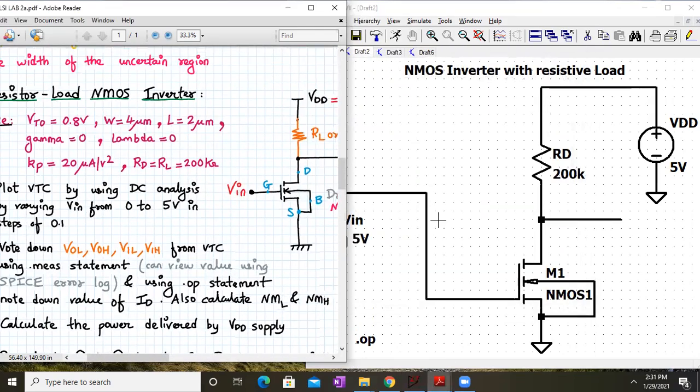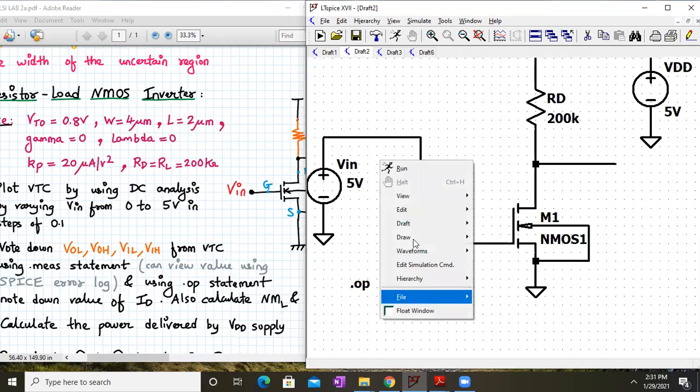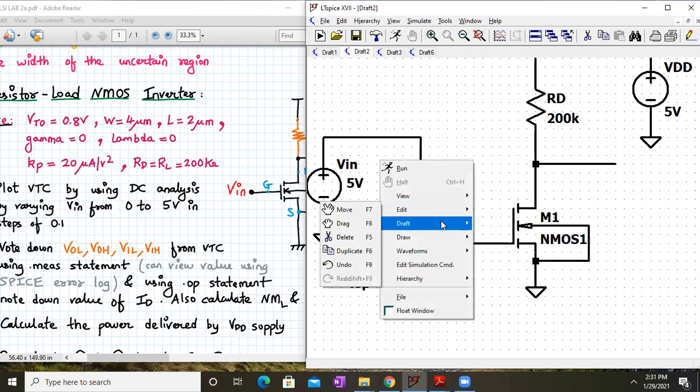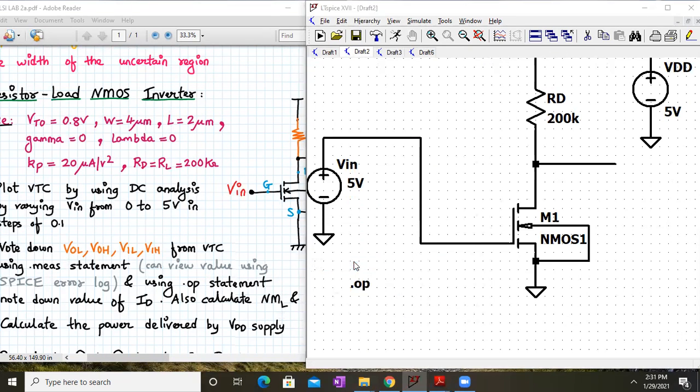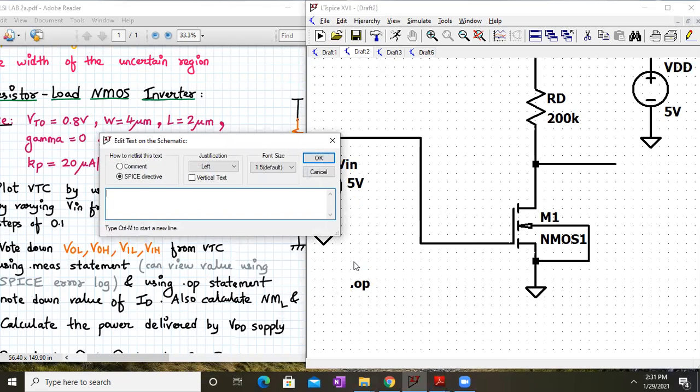Here are the parameters which are given. I'll right click here, go to Draft and SPICE Directive, and now I will start writing the .model statement. So .model, and this NMOS we have taken as NMOS1, so we'll write NMOS1 here, correct? And then the reserved keyword will come. The reserved keyword will be NMOS, and in brackets we will start writing these values.